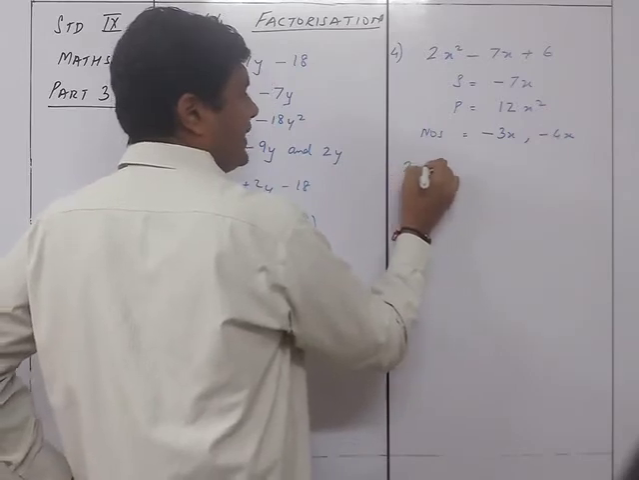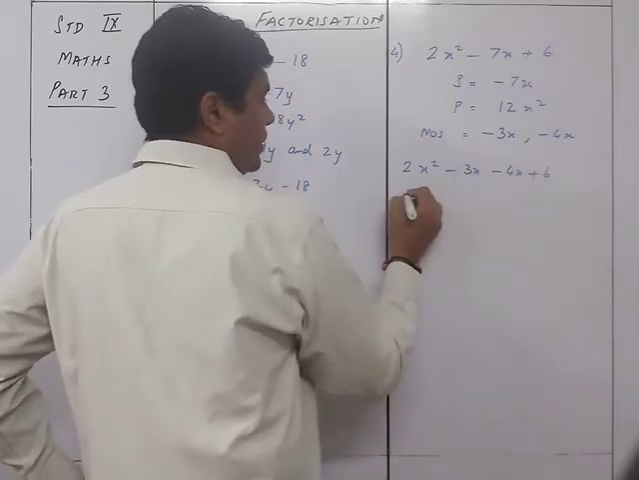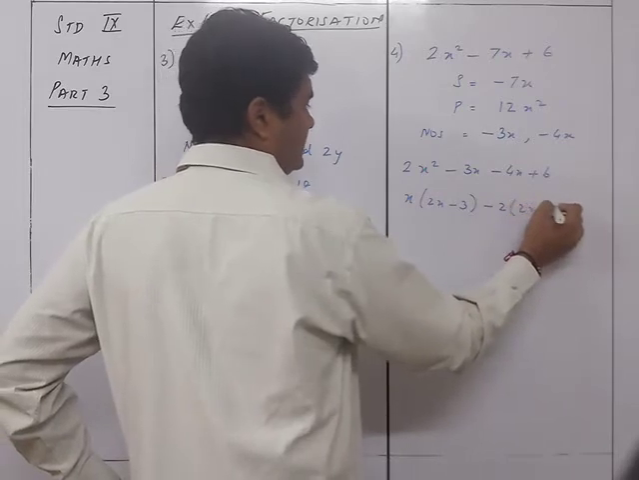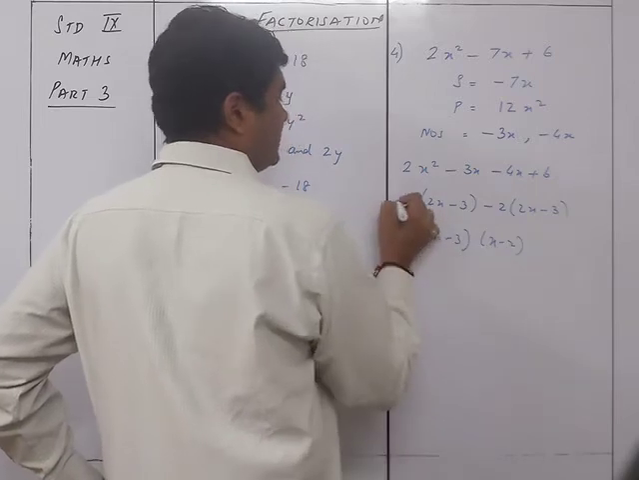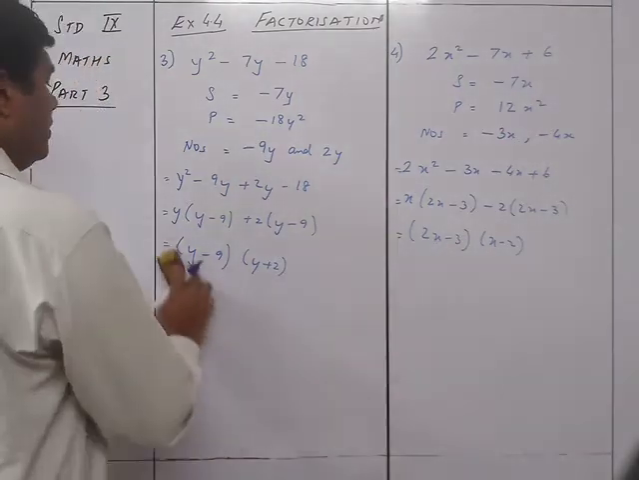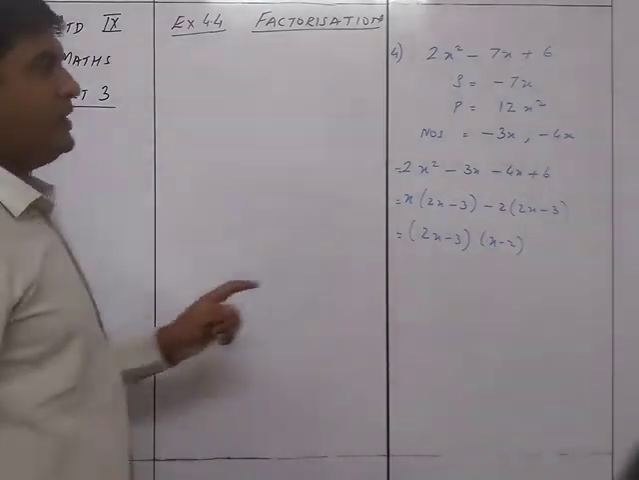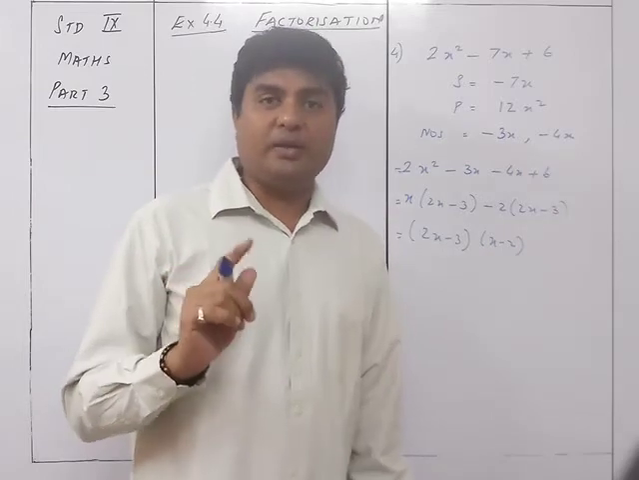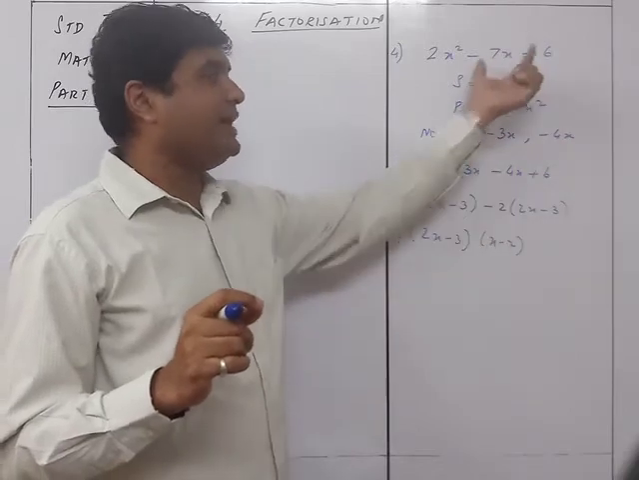So you get 2x square minus 3x minus 4x plus 6. Accordingly, x common 2x minus 3 minus 2 common 2x minus 3. So it will be 2x minus 3 and x minus 2 as the resultant answer. That's sum number 4. We now move on to sum number 5. So you can see it's very easy. The only thing you have to take care about is the factors you are going to take. The factors you take have to be taken properly. So once you write the factors, please check whether this and this come out the same or not. Yes, it does. Okay.